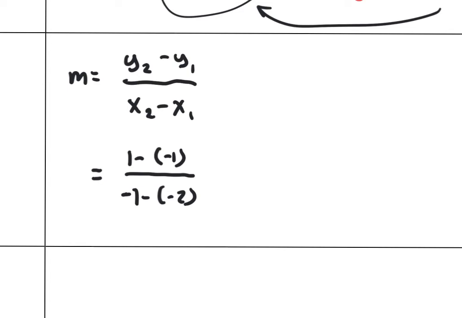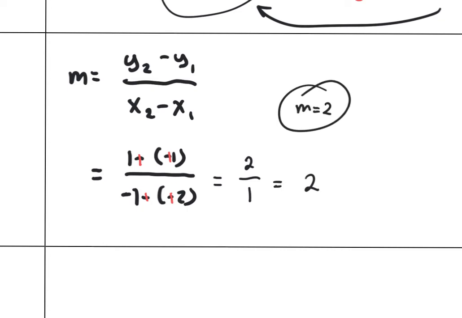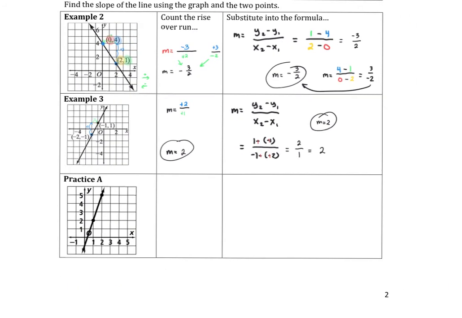Okay, now I can take care of double negative material here. And so this one here, the top gives me a +2, the bottom gives me a +1, and the answer here is 2. So my slope is 2. Box or circle your answer. Okay. Your job is to practice A. Pause and then check your answer real quick.